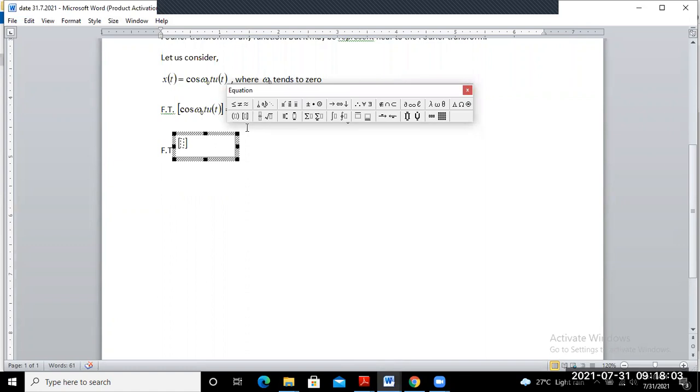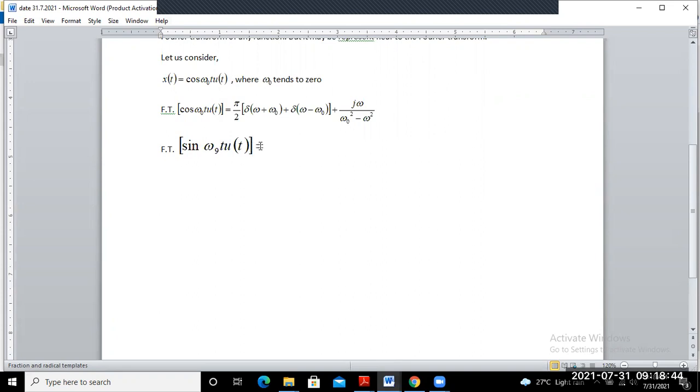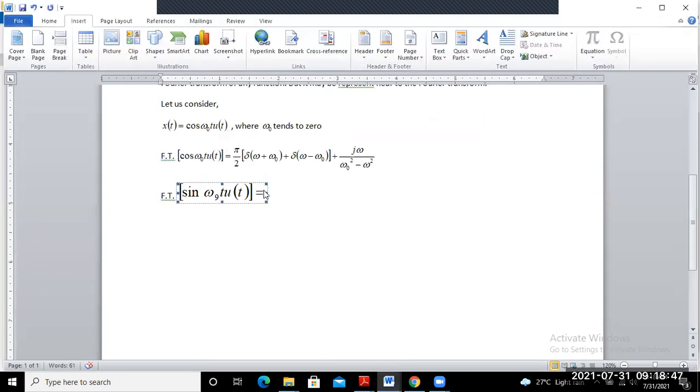Fourier transform of sine omega naught t u(t), sine omega naught t, u(t) is equal to pi by 2j, just right here.